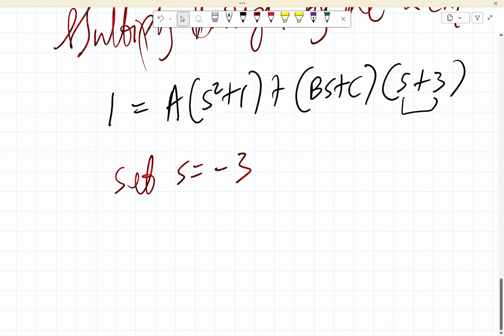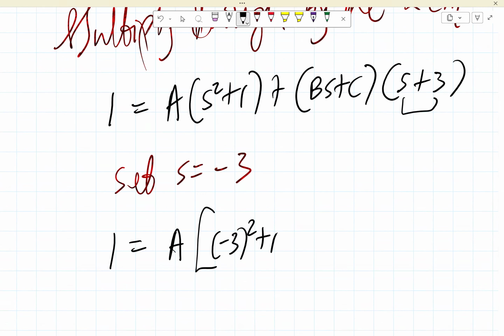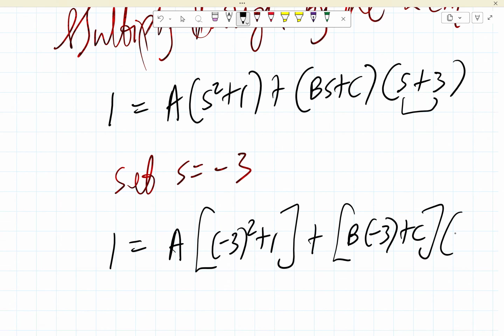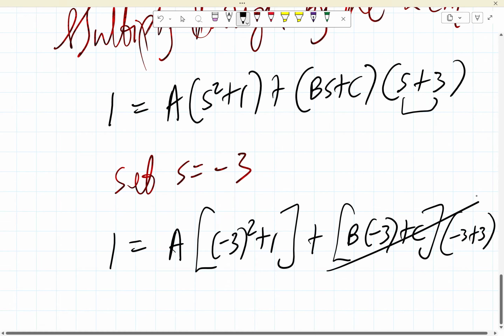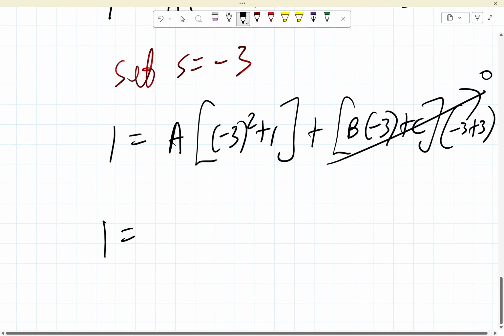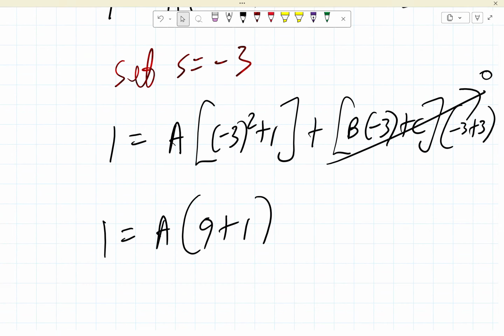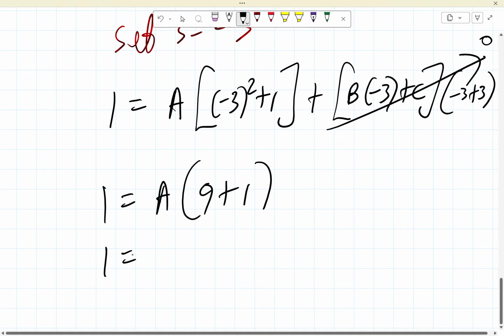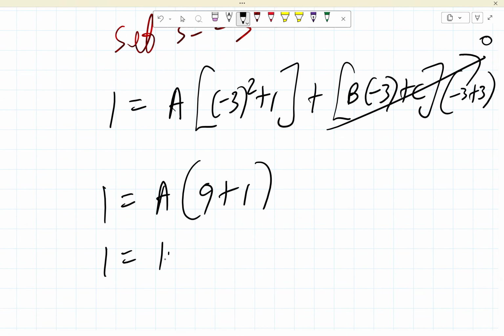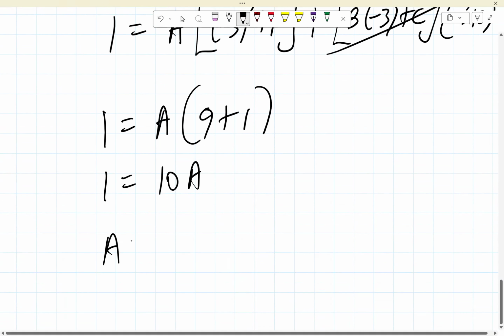That means on the left, you have 1, then A into, now s is minus 3, so we have (minus 3) squared plus 1, then plus (Bs plus C), so you have B into minus 3 plus C into s plus 3. s is minus 3, that's minus 3 plus 3. So minus 3 plus 3 is 0. So that means this whole thing goes to 0. So we have 1 to be A into (minus 3) squared is 9 plus 1. So 1 is equal to 10A. So that simply means that A is equal to 1 over 10. So we get A that easily.